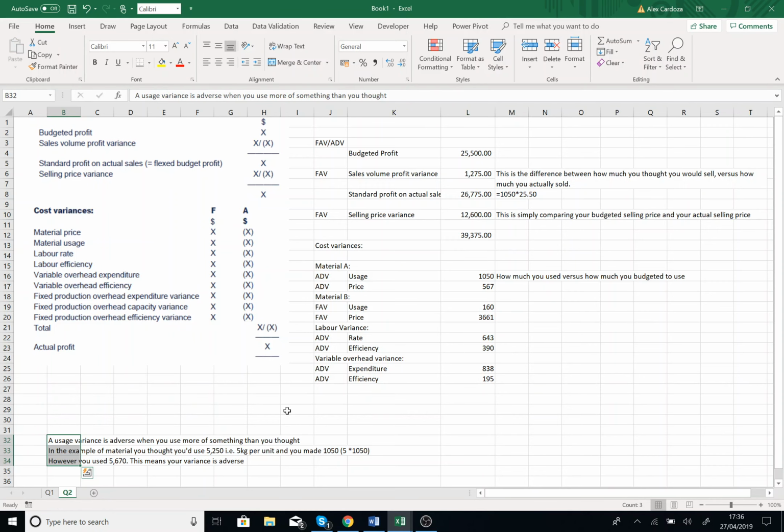Okay, now we're going to do our fixed overhead expenditure variance. And this is just how much you spent versus how much you thought you would spend. So we're going to do that here. What do we think it will be?